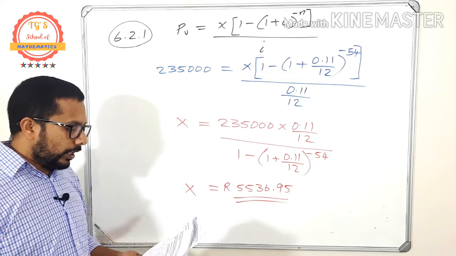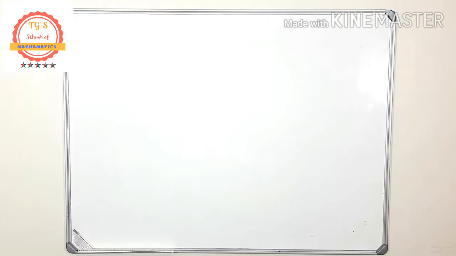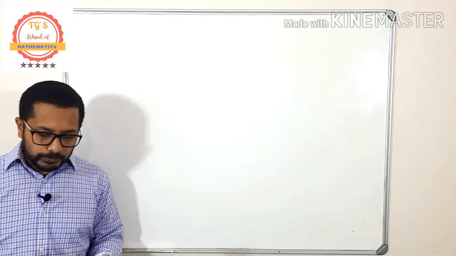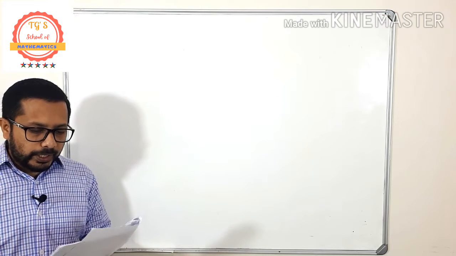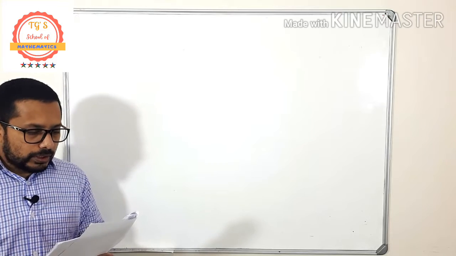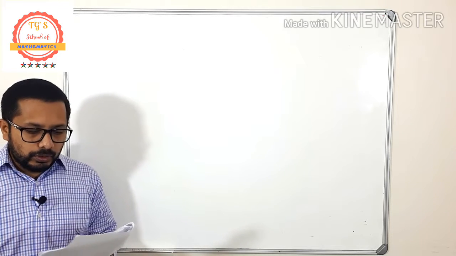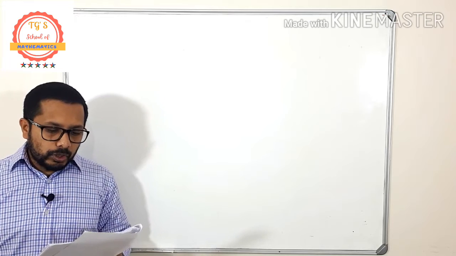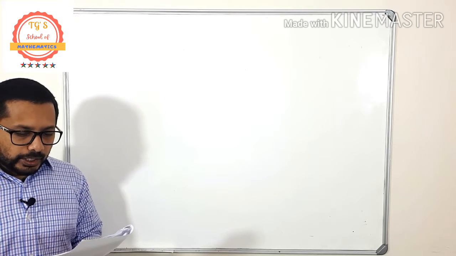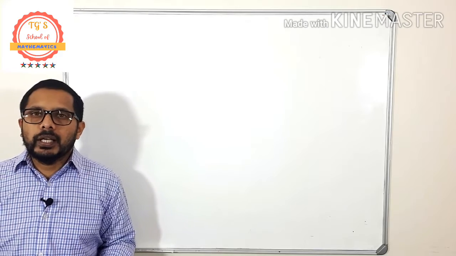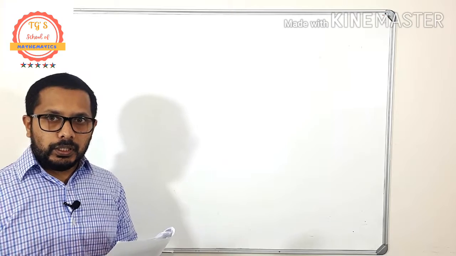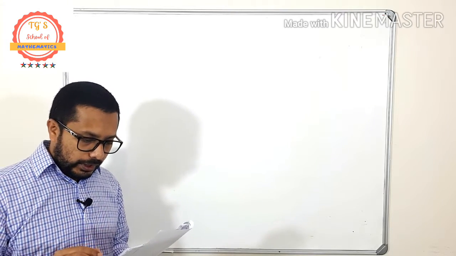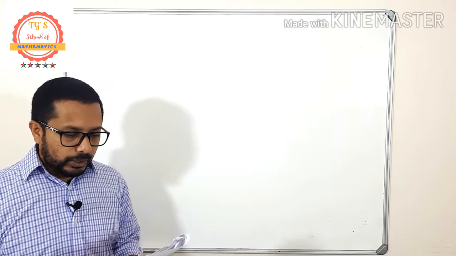So now let's go to the next question, 6.2.2. Calculate the total amount of interest that Piet will pay during the first year of the repayment of the loan. So what is that question? Total amount of interest that Piet will pay. You have to find the interest amount, not the rate of interest. Okay. Actual amount of interest during the first year of the repayment.